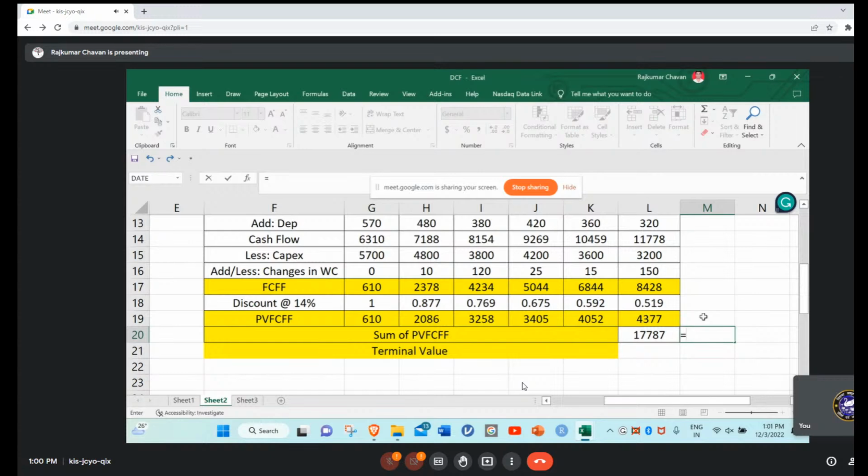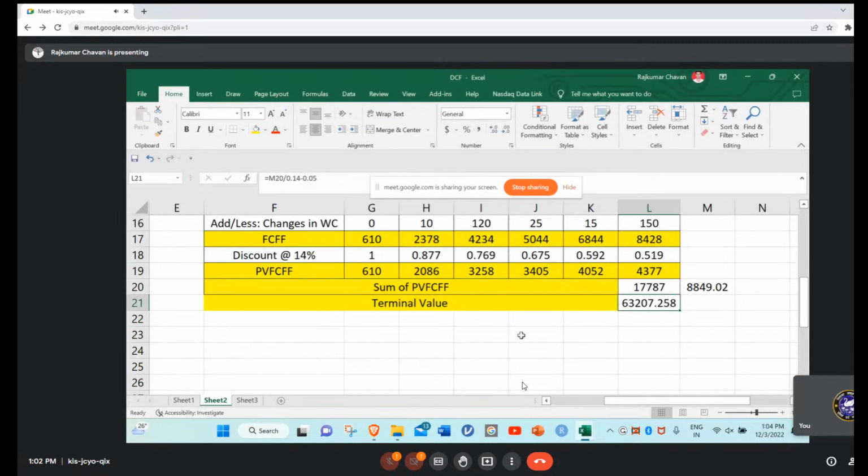What is FCFF? Free cash flow of the firm, multiplied by 1 plus G. At what rate will it grow? Divided by K minus G. You will get the terminal value. Okay, now let us see. First we should calculate the growth of that last year cash flow. How to calculate? Take minus 0.05. What is the terminal value? 63,207.25. This is the terminal value of the company. Now you tell me, this terminal value we have to bring to present value of terminal value, right? So the next calculation will come over here.